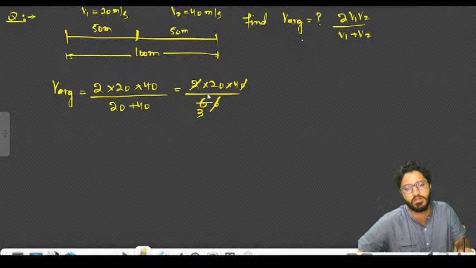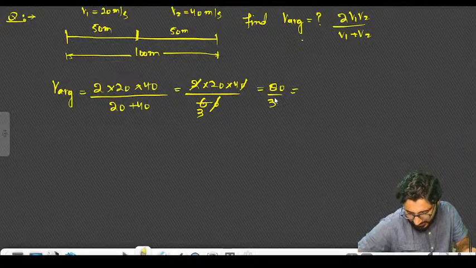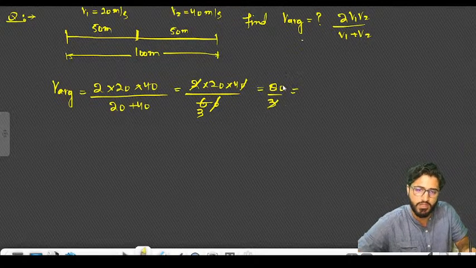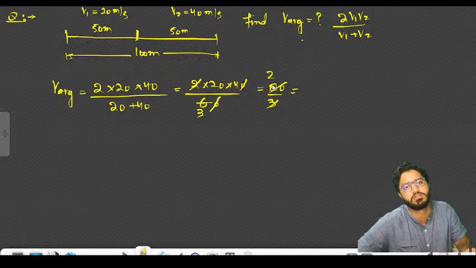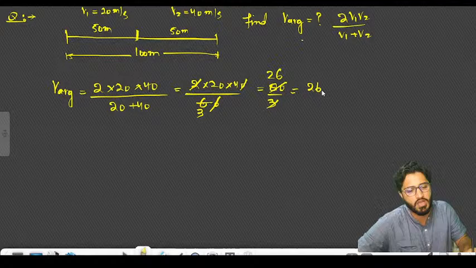Now we have 80 by 3. Yes, 80 by 3 is the correct answer. 3 ones are 3, 3 twos are 6, so I get 26.6. Unit is meter per second.